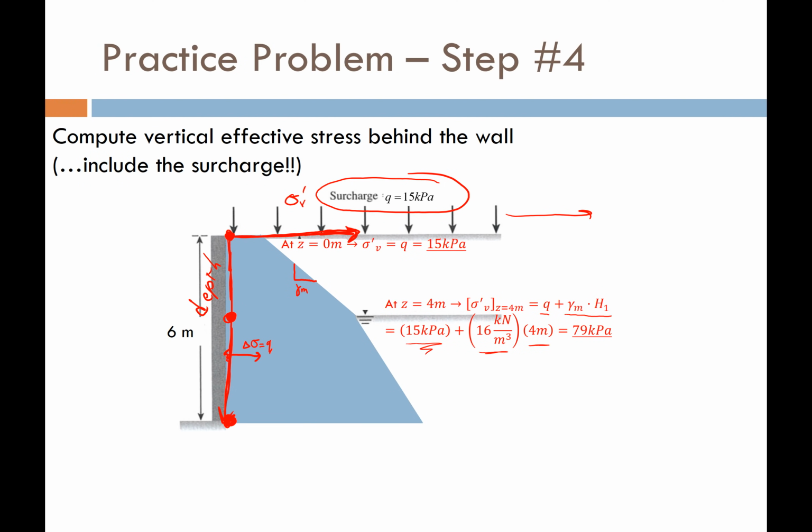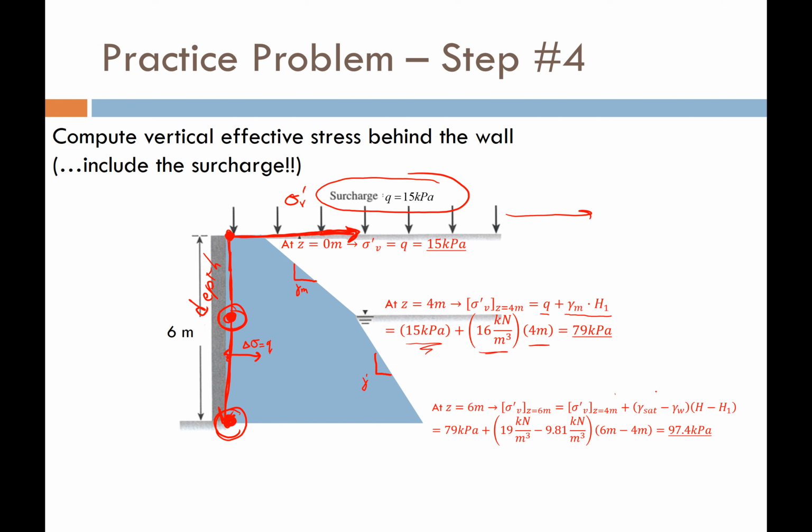So doing that at this hinge point right here in the middle, the vertical stress at that point is 79 kPa. At our final hinge point at the bottom of the wall, that's at a depth of 6 meters. The vertical stress is going to equal the stress from 4 meters plus this additional stress from the bottom layer of soil.